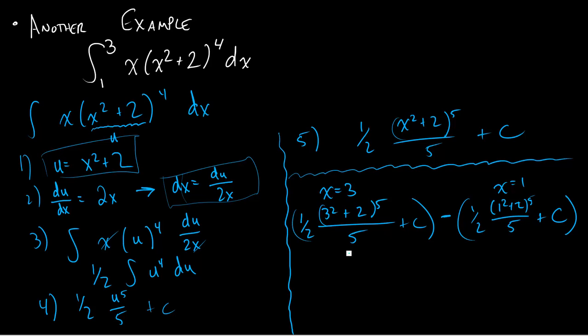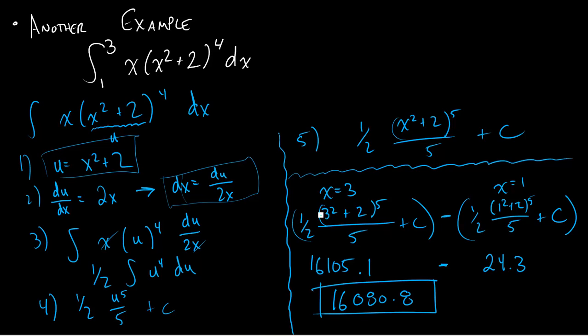If you go through and type this mess into your calculator, you'll find that you have 16105.1 minus 24.3 for a final answer of 1680.8.